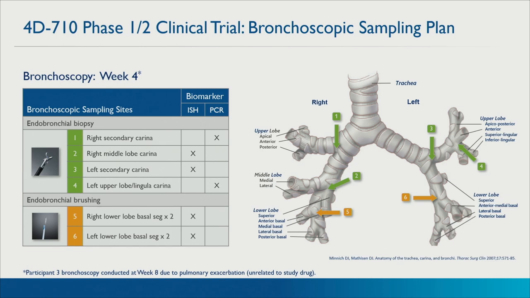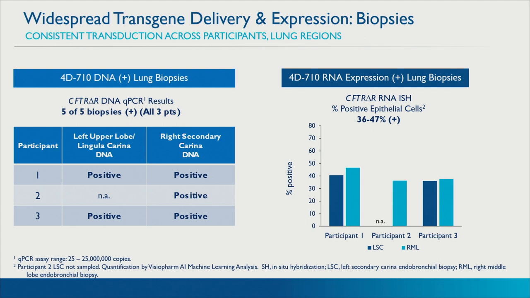So what we saw was consistent transduction across participants and lung regions. So if you look first on the left, all five biopsies were positive for 4D710 DNA. And then looking at the right, there was gene expression as well in all of the biopsies from each of the participants.